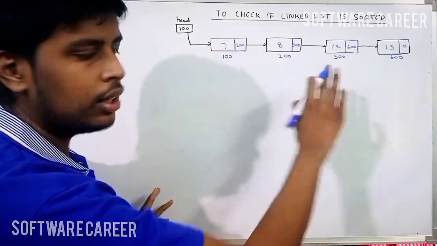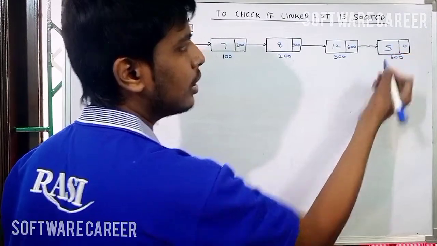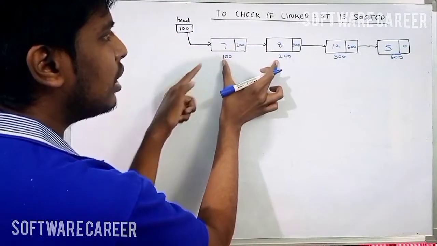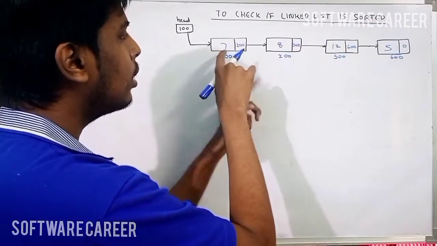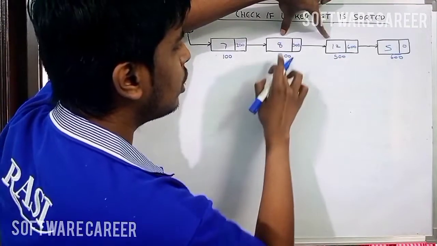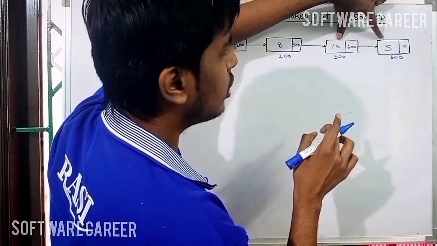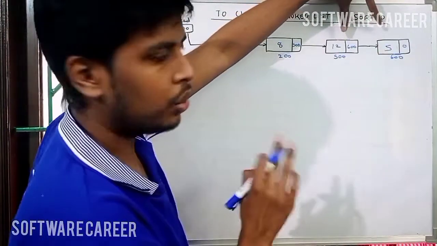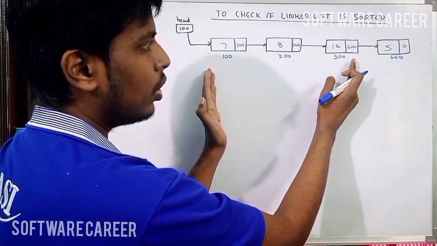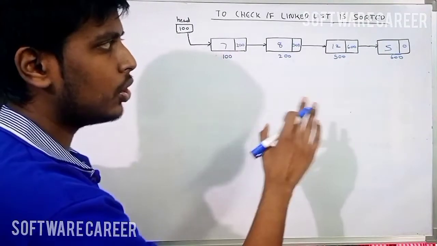Now see, suppose instead of 15 here, let's say 5 is there. How will you compare? First two: whether 7 is less than 8. Yeah, it's less than 8. So you'll go to the next two nodes, whether 8 is less than 12. Yeah, it's less than 12. So now you'll go to the next node, whether 12 is less than 5. No, it's not less than 5, 12 is greater than 5. So you can say till this it is sorted and after this it's not sorted. So this linked list is not sorted.